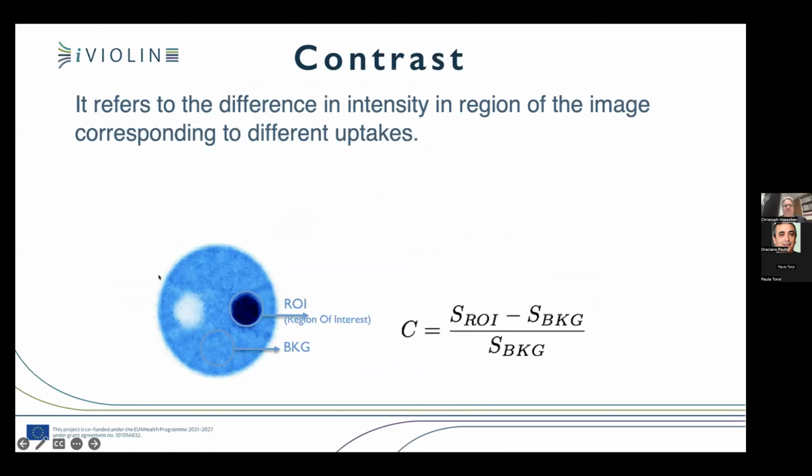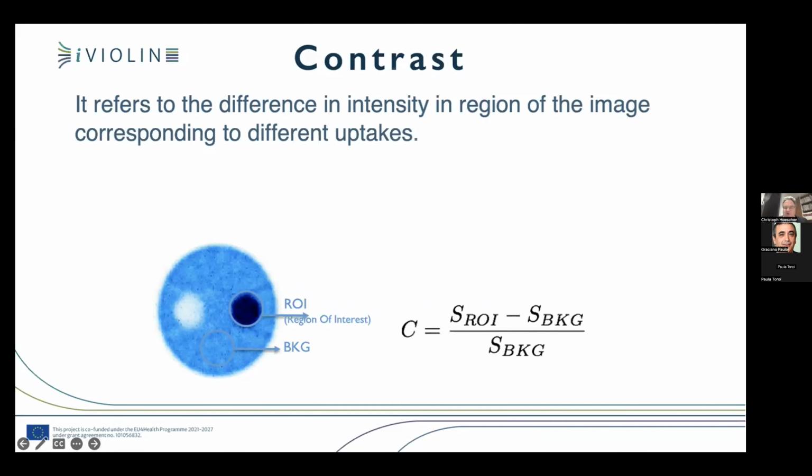So this is the background, so to say. And here you have a region of interest where you have a stronger absorption or a stronger uptake, or, well, this is less uptake. This would be a stronger uptake in nuclear medicine. And then you can define your contrast as the signal in the area of interest, the region of interest, minus the signal in the background, divided by the signal.